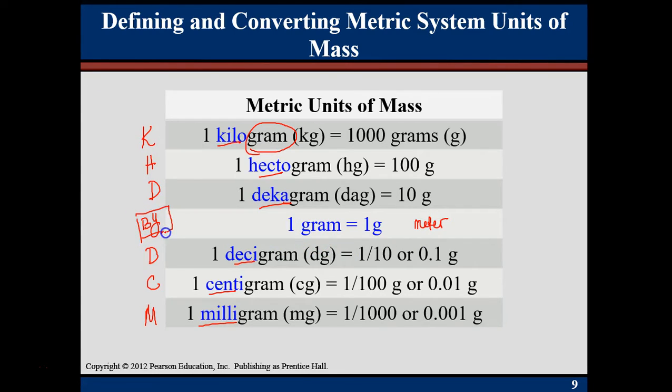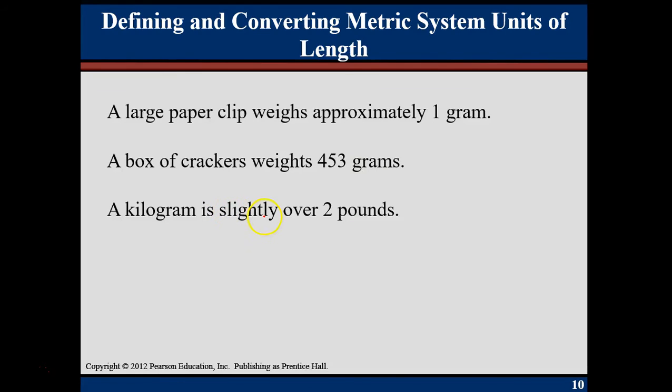That's why I leave this as a "by," because it could be meters, like it is for length. It could be grams, like it is here. It could also be liters, like it will be in 3.7 when we talk about capacity. A paperclip weighs about 1 gram. A box of crackers is about 453 grams. It's a little bit harder to eyeball grams than it is for pounds. A kilogram is a little over 2 pounds.